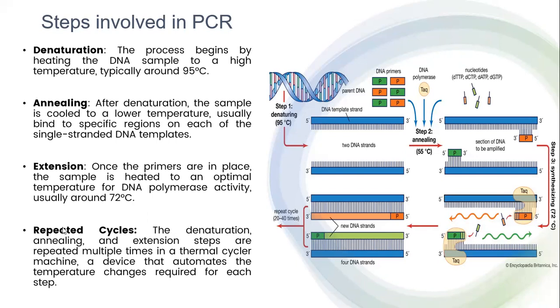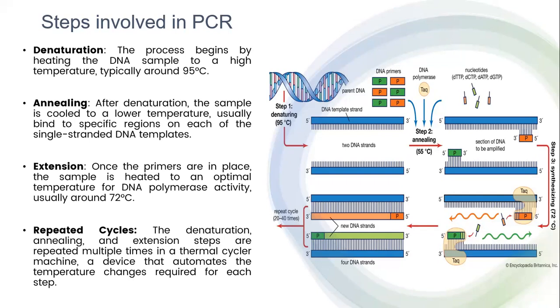So the denaturation, annealing, and extension steps are repeated multiple times in a thermal cycler, a device that automates the temperature changes required for each step. So in PCR, these are the three temperatures that you have to keep in mind. So 95 degrees Celsius, why? To break the hydrogen bonds between the base pairs for us to get two template strands.